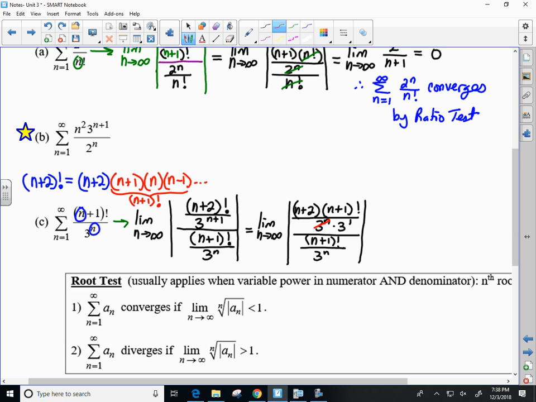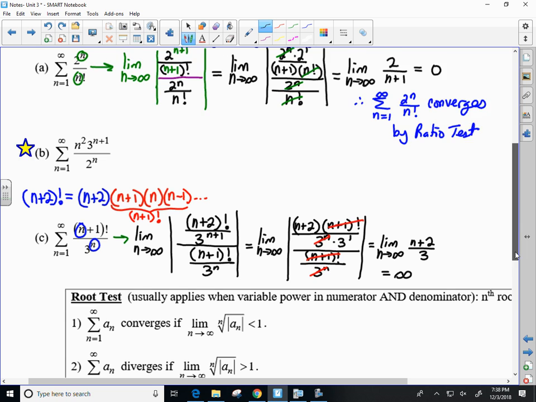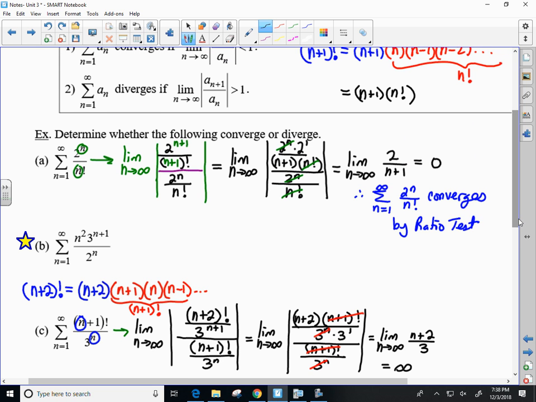Cancellations galore. All the hard parts are gone. We're looking at the limit as n approaches infinity of n plus 2 over 3, which is going to be equal to infinity. Again, we're just looking at 1 as our benchmark. Less than 1, converges, more than 1, diverges. Right? This is way more than 1. So this original series is going to diverge, again, by the ratio test.